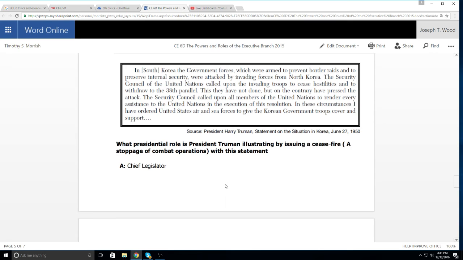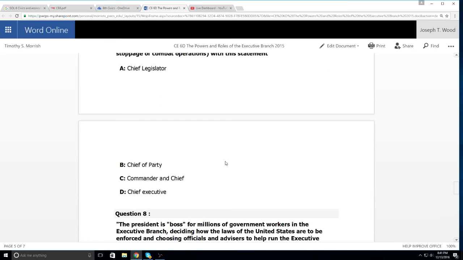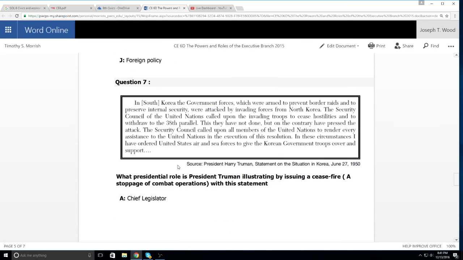Eric's getting the fast fingers in there, followed by all the girls, but Eric's beating the girls by just a little bit. Commander-in-Chief. Good job. So again, it's anything military, anything with our military. It's going to be Commander-in-Chief. Even a decision to stop fighting is still Commander-in-Chief.